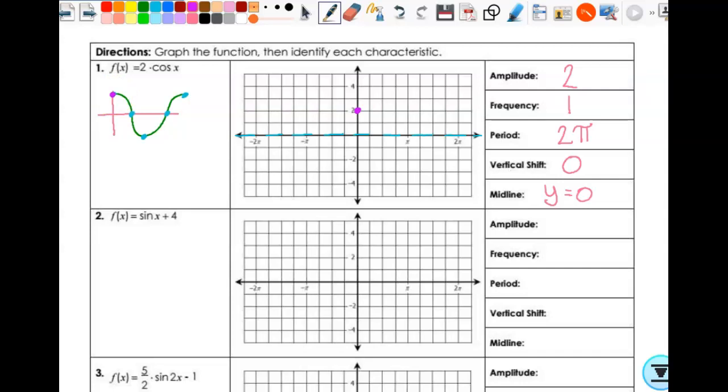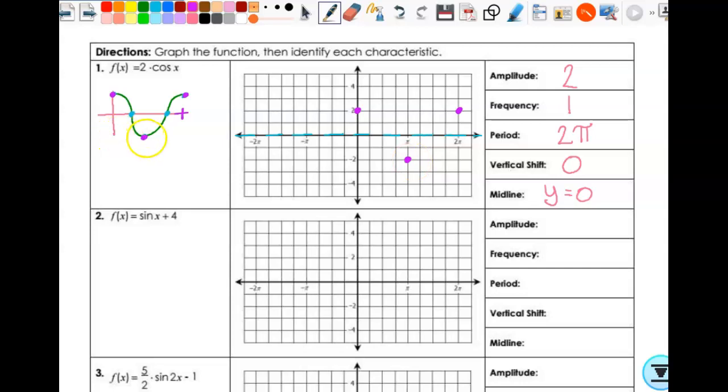The next thing you want to do is the end of your period, which will have the same y value that you just plotted. The period's at 2 pi, so there's the beginning and the end. Then everything else is half, half, half every single time. So halfway between these two, from the midline, I would go down 2 to get this point. Well, halfway between 0 and 2 pi is pi. So from the midline, I go down 2. That gives me that point.